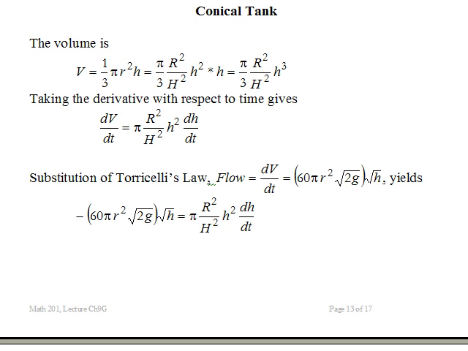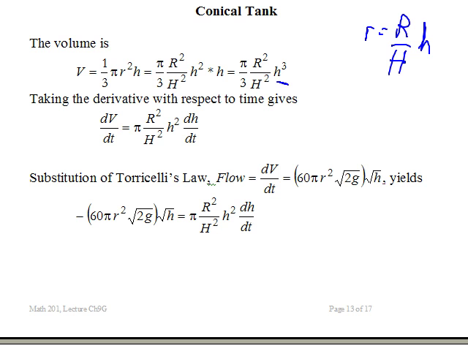So here's the volume in the tank. It was 1/3 pi r squared h, where r is the radius at the fluid level, h is the actual fluid level. I rewrite r, remember r was equal to capital R over capital H, the physical dimensions of the tank, times the fluid level h. So I substitute that, and I end up with an h cubed.